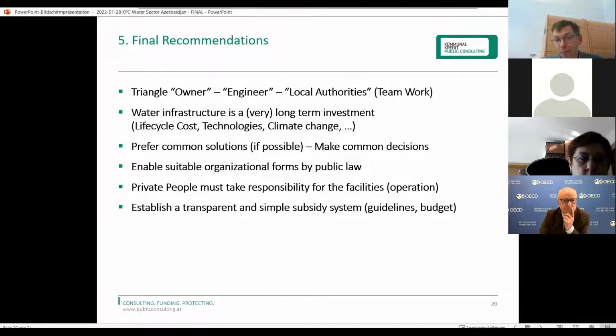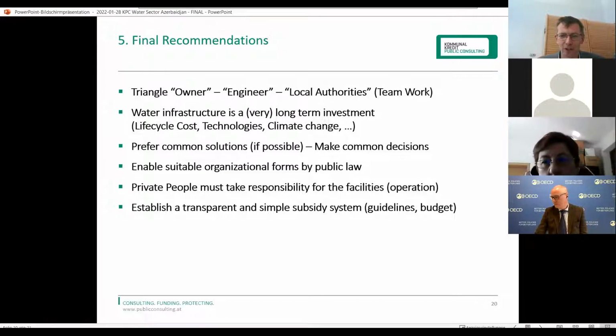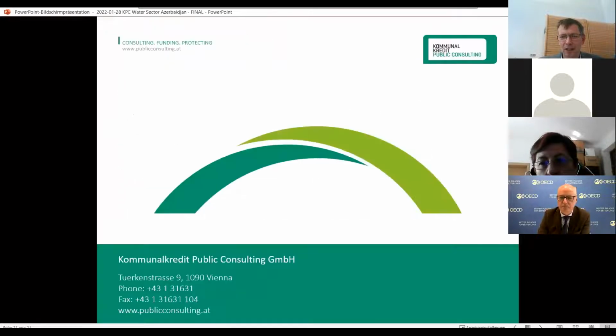Prefer common solutions, if possible, make common decisions. Enable suitable organizational forms by public law, not only private law, because this leads to legal problems. An experience from Austria: private people must take responsibility for the facility. So it's not only a duty of the state, it's also a duty of the consumer to have the treatment of their own wastewater and to have a water supply. So don't forget the responsibility of private people. And in terms of subsidy system, establish a transparent and simple subsidy system, then you can handle it easily. Yes, so thank you very much.